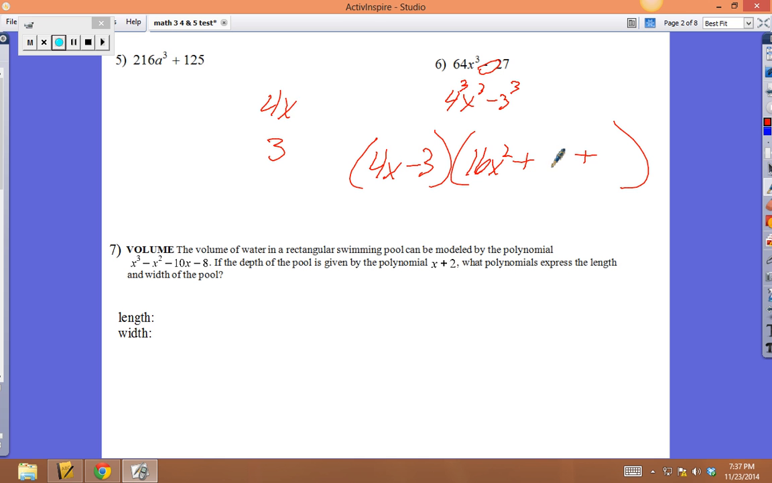The middle is the same, times them together. This base times this base, that's going to give you 12x. The last is going to be this base times itself, so it's 9. There you go, that's it.